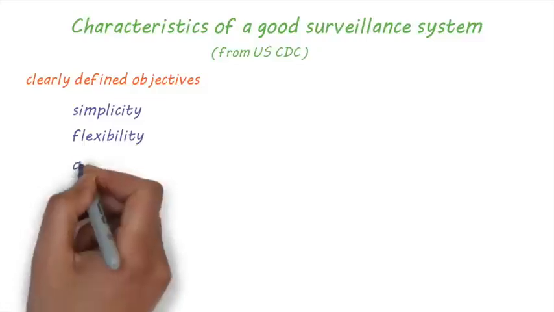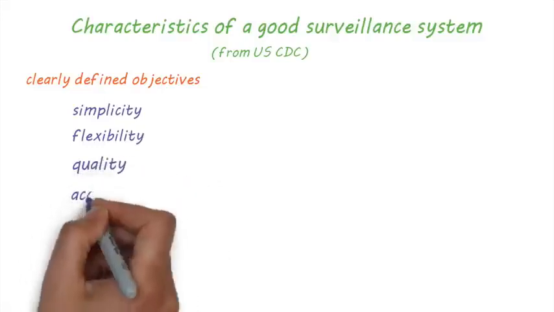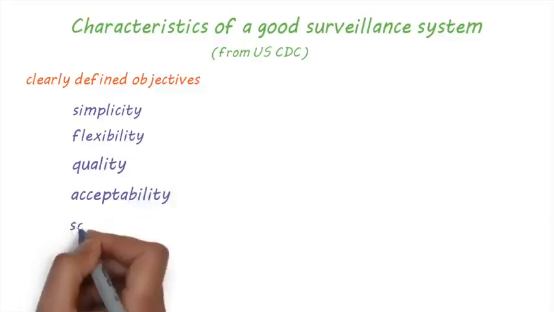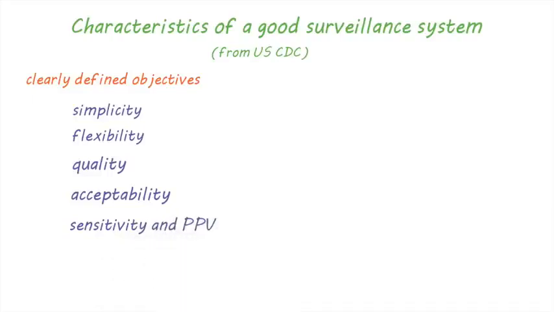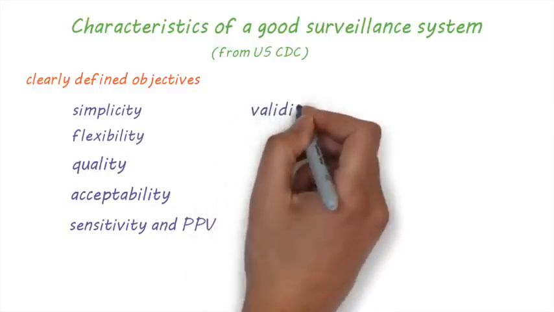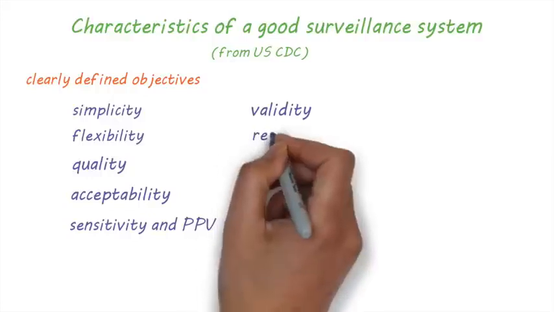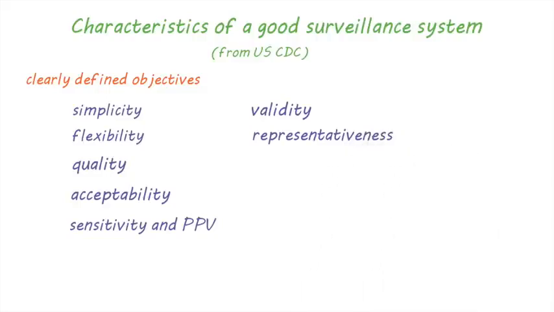The data should be complete and accurate and be of good quality. It should be accepted by people and organizations participating in surveillance. It needs to have a good sensitivity and positive predictive value. It should pick up most, if not all, cases of the disease that exists in the population. Surveillance data should be valid, meaning that it measures what it intends to measure. The system must accurately represent the occurrence of a health event in the population that is being studied with regards to time, place, and person.